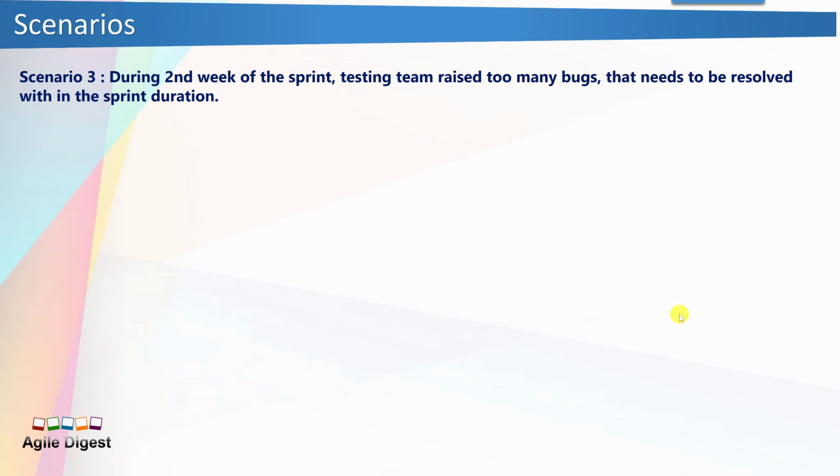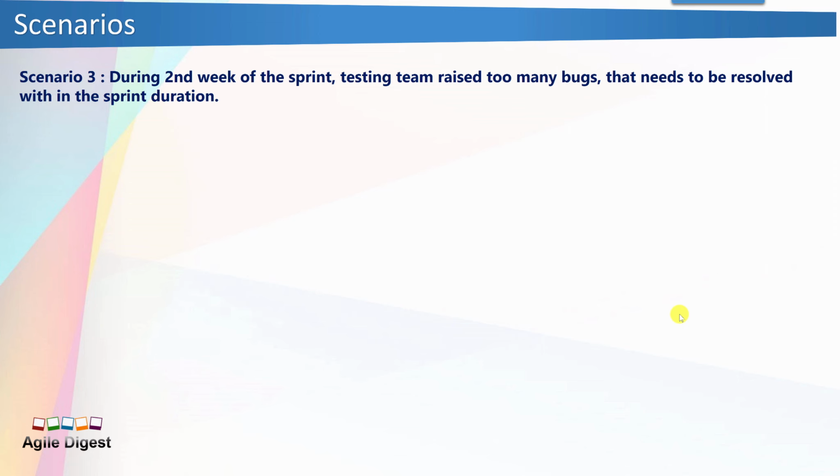Now we'll talk about scenario 3. The scenario is: during the second week of the sprint, the testing team raised too many bugs. That's very much possible, though it's not a very good practice. If the testing team is creating too many bugs, that means the developer is not doing unit testing properly, or they are not verifying their own development based on whatever the acceptance criteria is written.